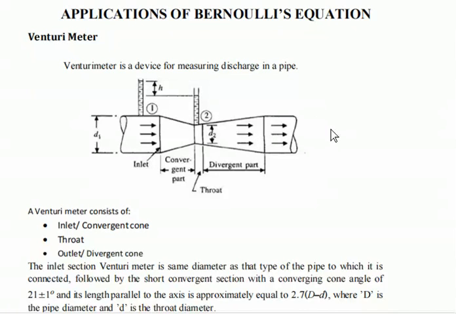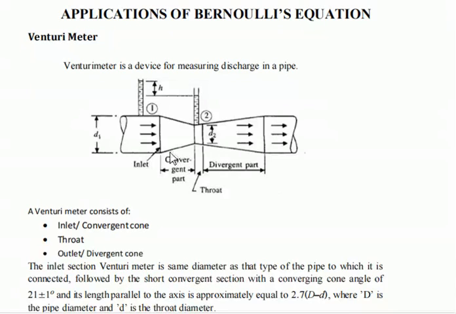What is the venturimeter? Venturimeter is a device which is used for measuring the discharge or flow in a pipe. That flow should be within the pipe, in a closed system only. At that time we use these devices to measure the discharge. It consists of three parts: inlet, throat, outlet. The inlet section of the venturimeter has the same diameter as that of the pipe to which it is connected, followed by the short convergent section.